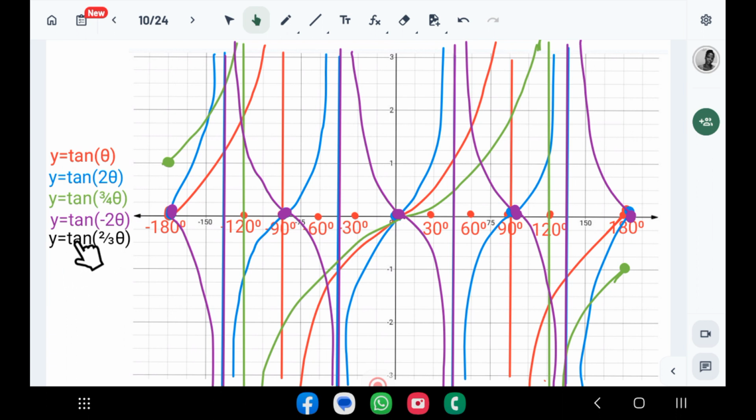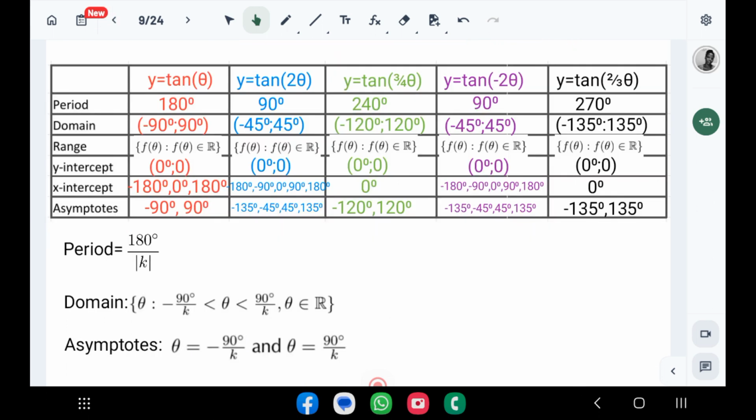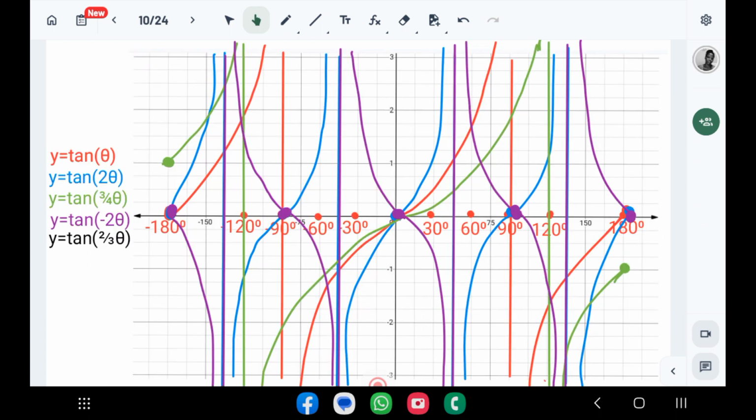All right, now let's plot the last graph, y equals tan of 2 theta over 3. The period here that we're dealing with is 270, and here is the domain and the asymptotes, negative 135 and 135. 135 is over here.